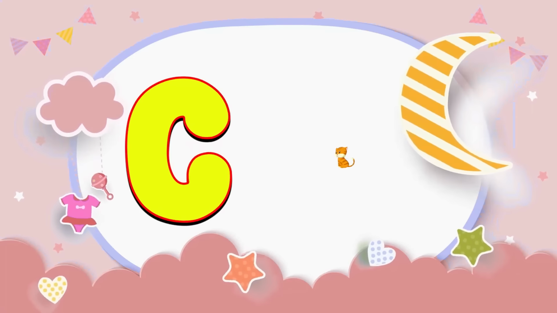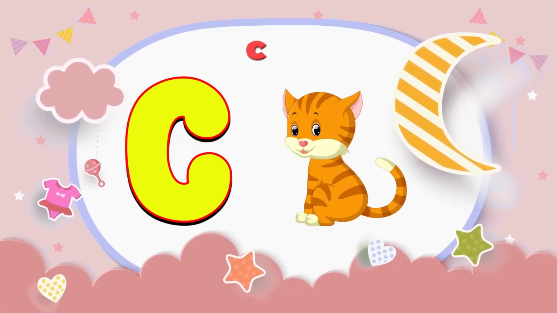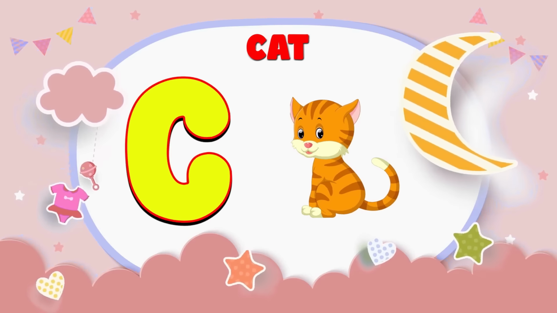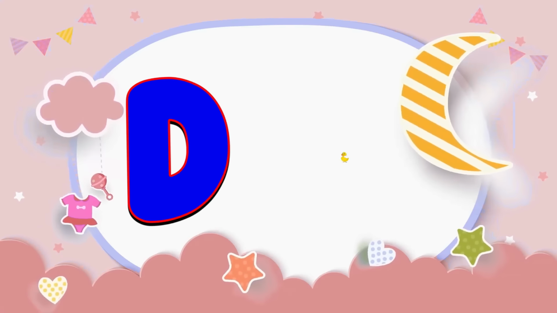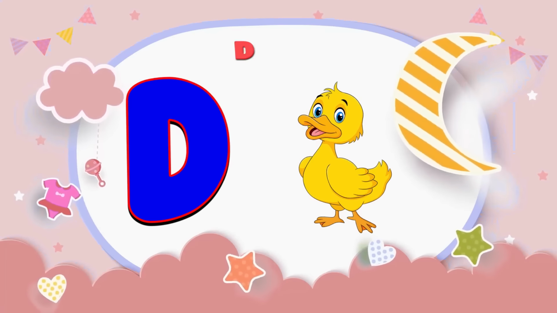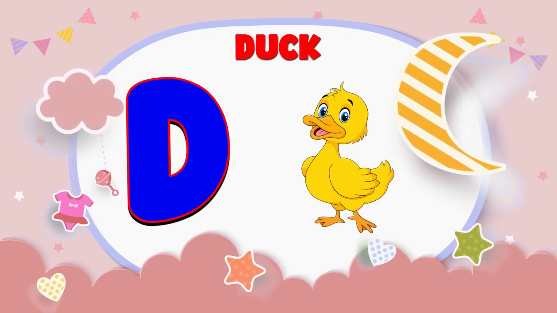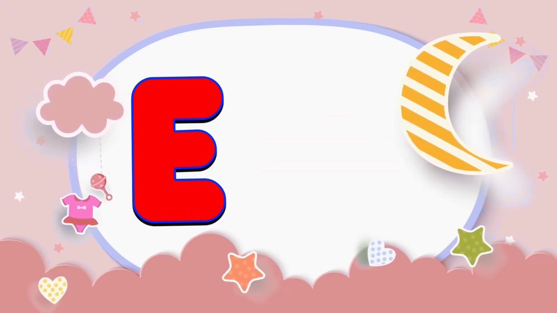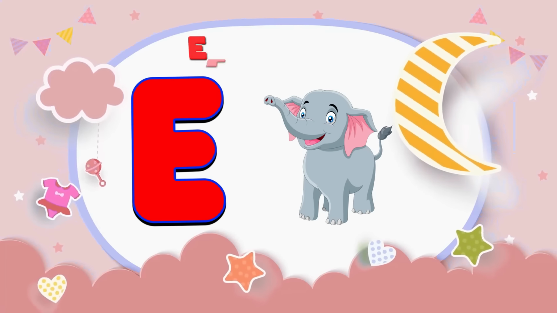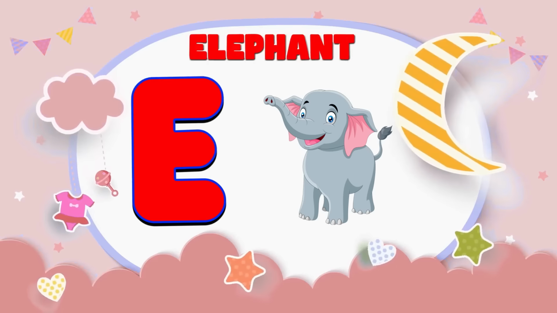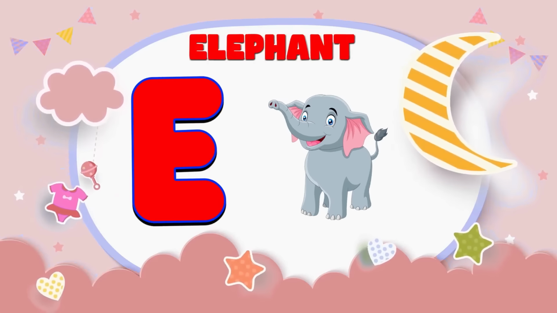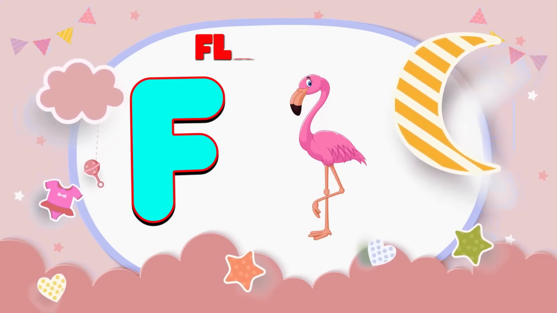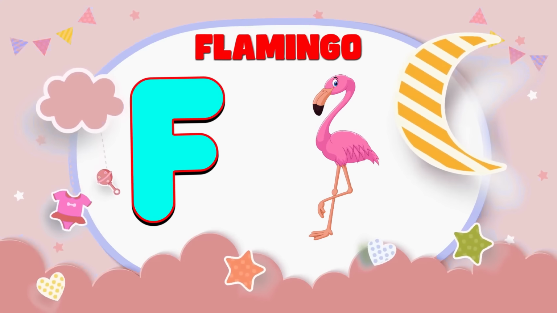C is for cat. D is for duck. E is for elephant. F is for flamingo.